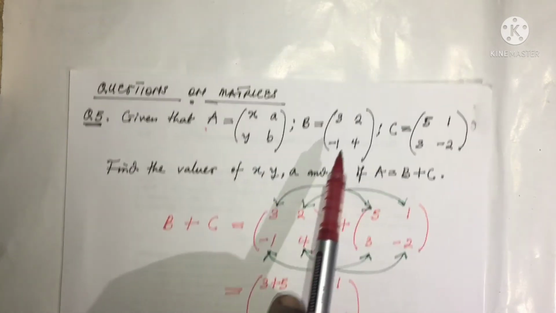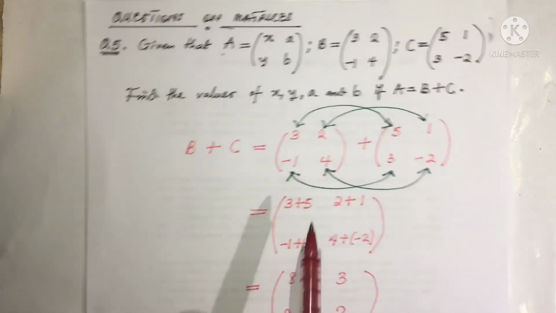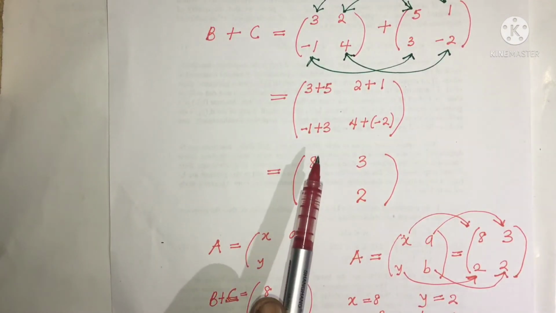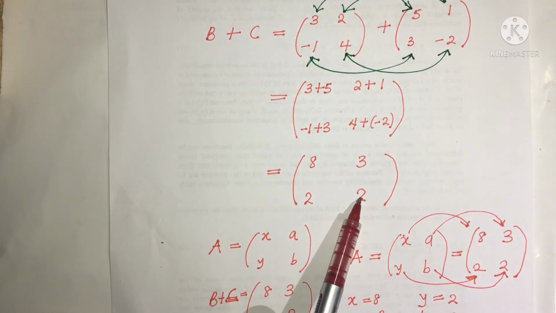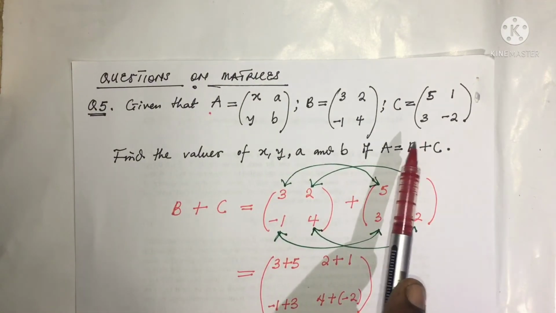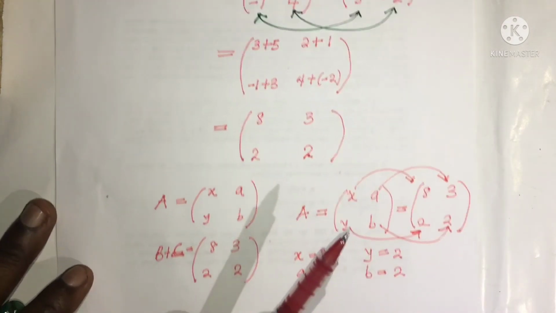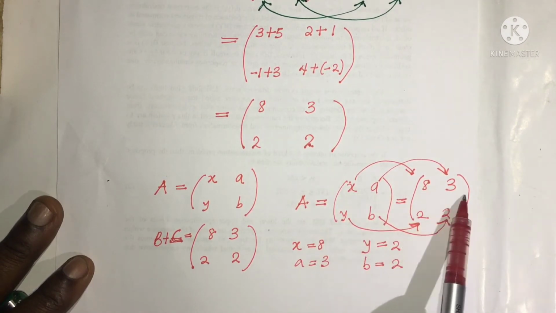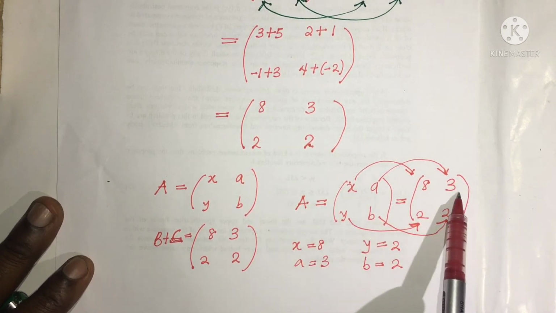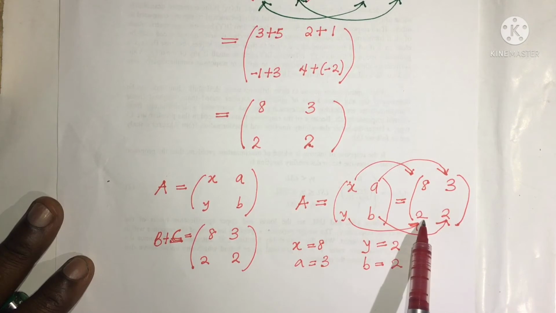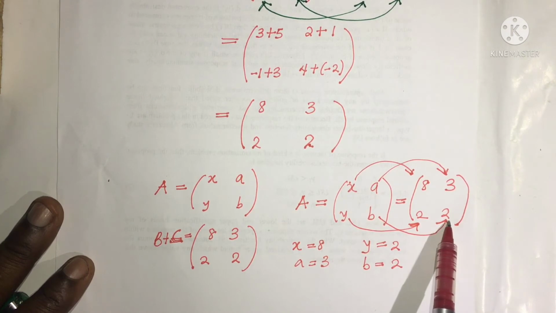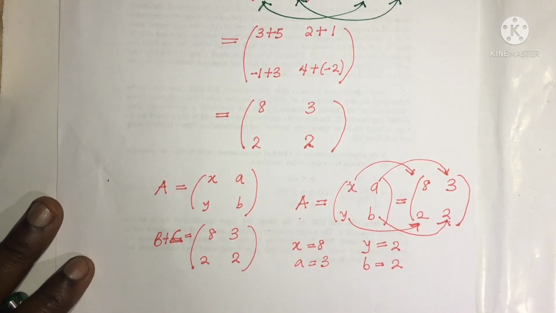So we started with adding matrix B to C, and this is how we did it. And we ended up getting our result to be 8, 3, 2, 2 for B plus C. But since we are told that A is equal to B plus C, equating A to the result B plus C means that X in A should be equal to 8, A in A should be equal to 3, Y in A should be equal to 2 in B plus C, and B in A should be equal to 2 since A is equal to B plus C.